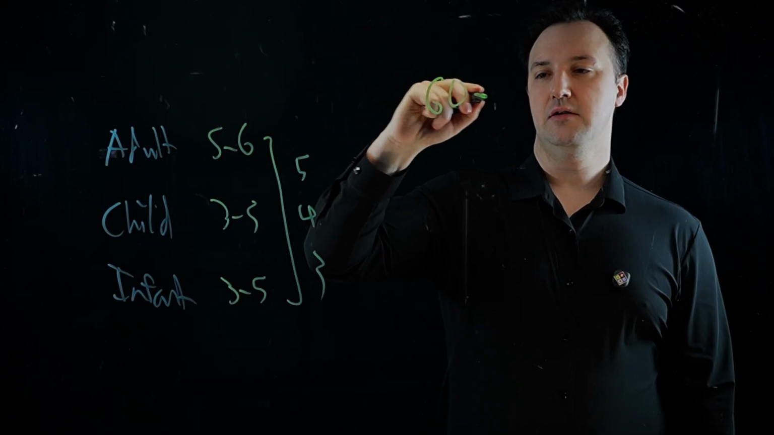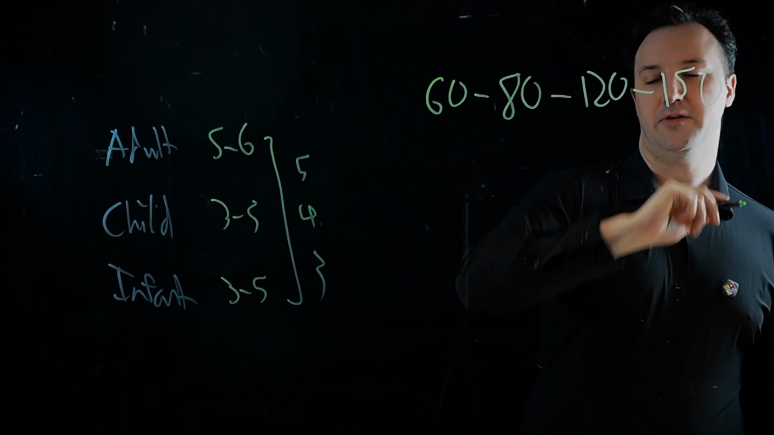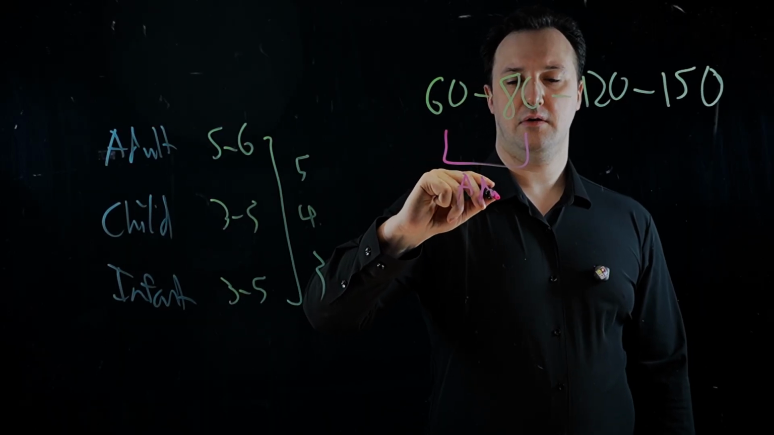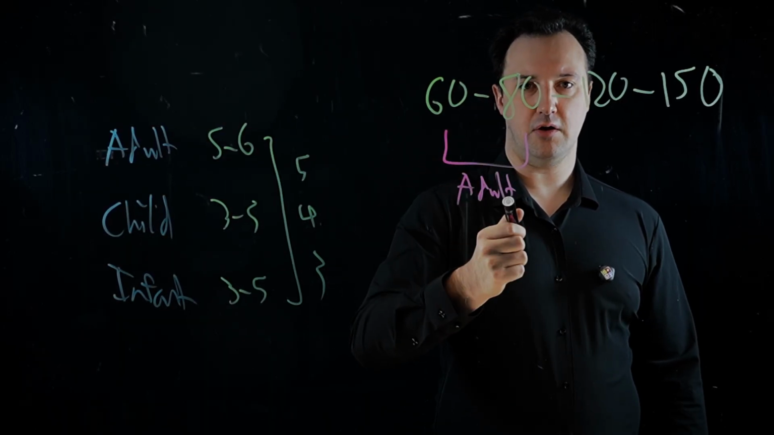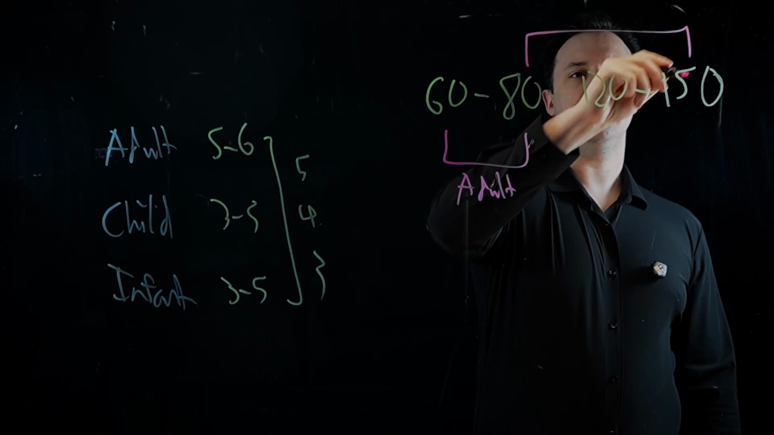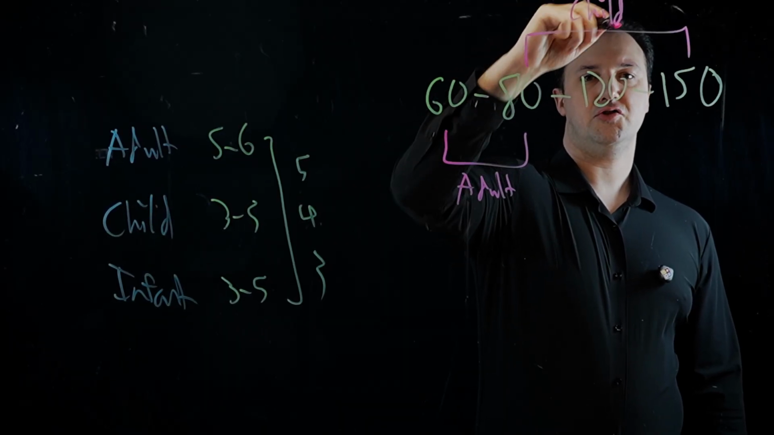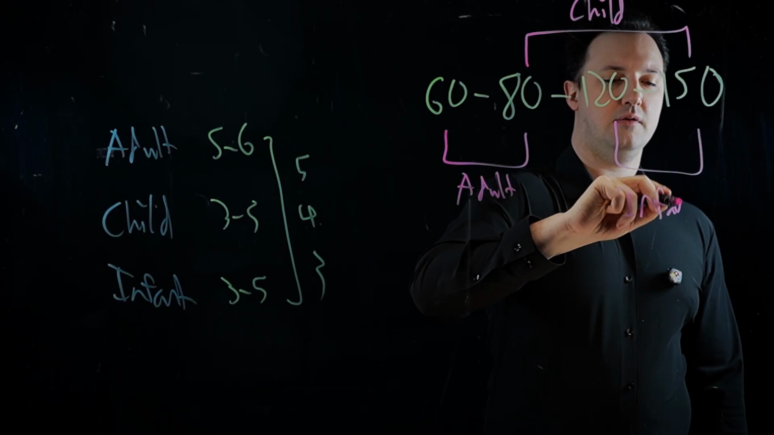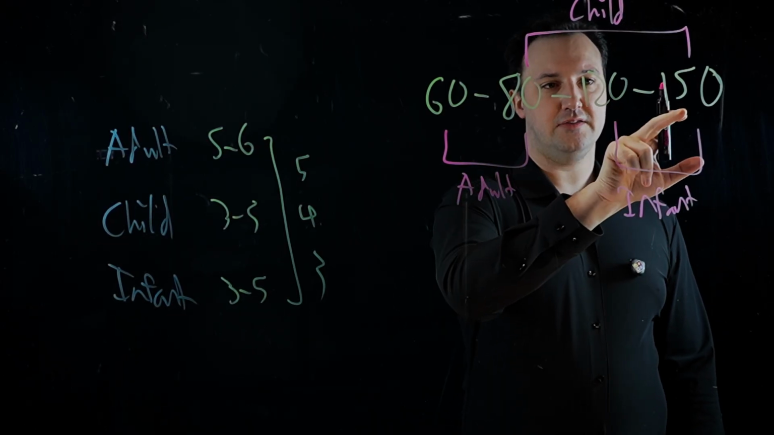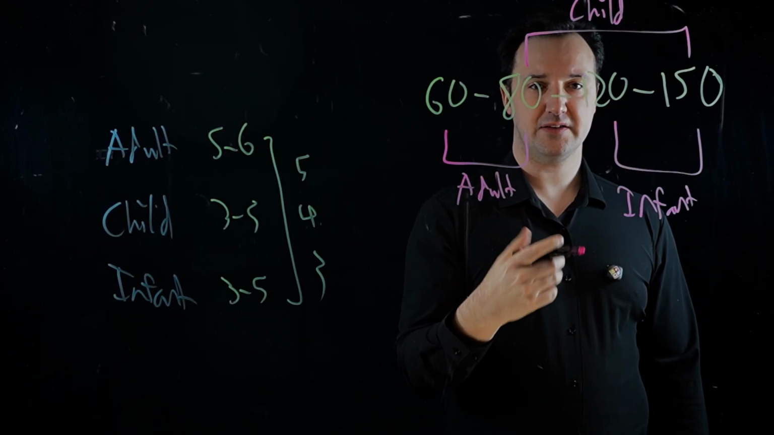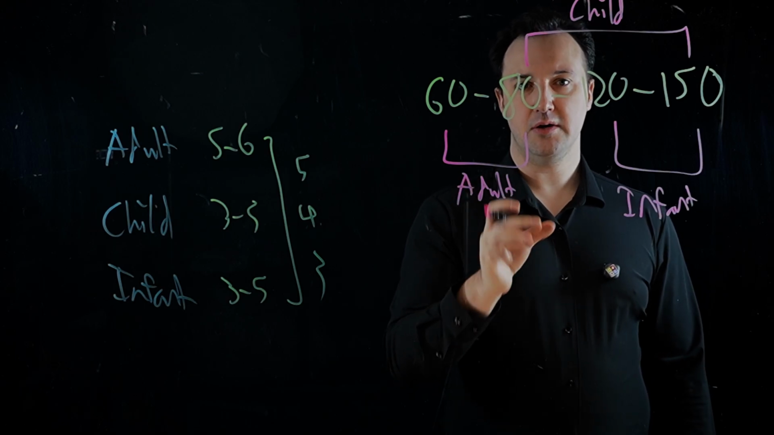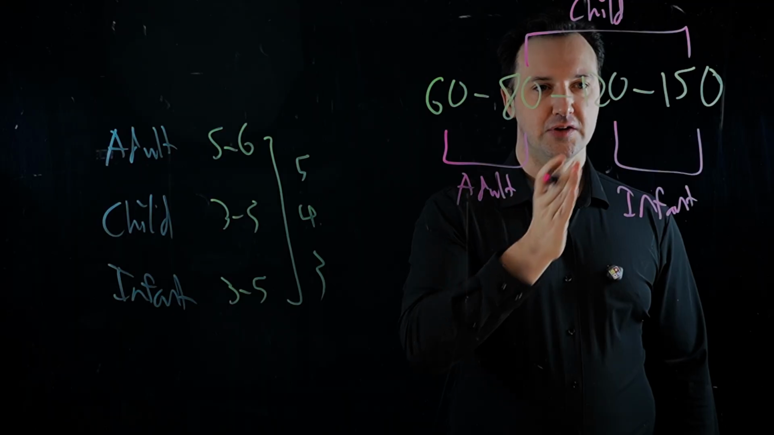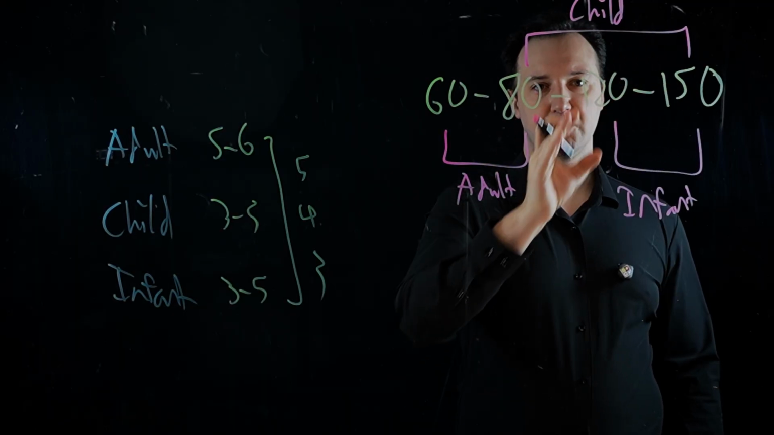So you have 60, 80, 120, and 150. The way this works is this range is adult for healthy resting heart rate, this range is child, and that range is infant. Now, the reason why child is 80 to 150 is because you would expect a 7-year-old, a child closer to puberty, to have closer to the adult range, and you would expect a 2-year-old, which is closer to infant, to have closer to the infant range. So the child range is much wider.